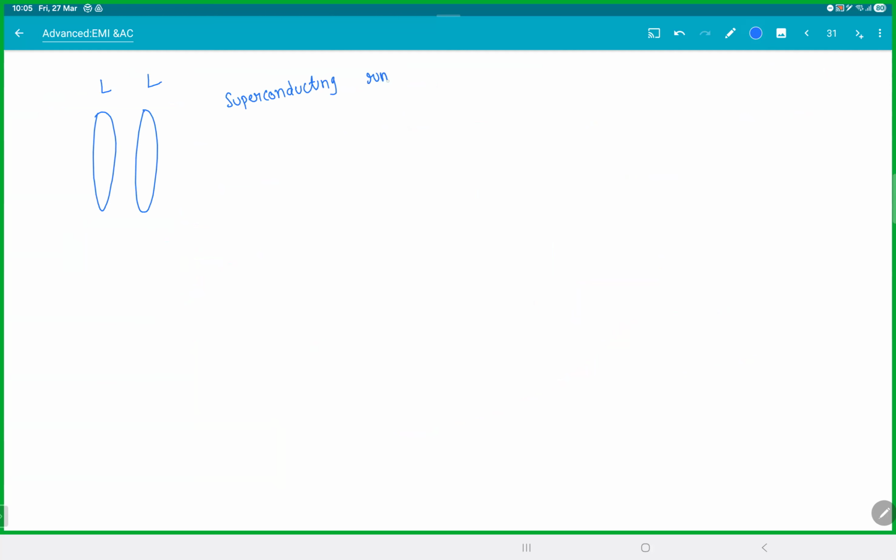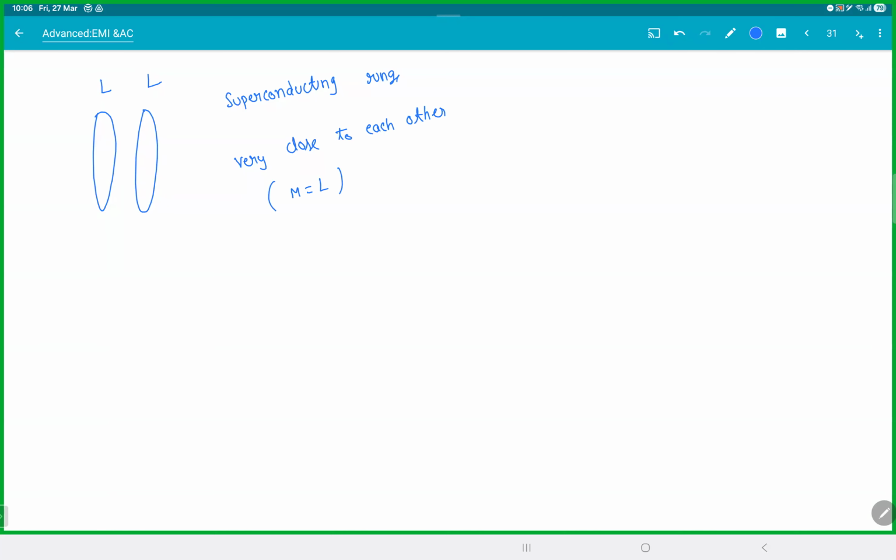These are superconducting rings. They're very close to each other. So what is the meaning of that? If they're very close to each other, that means all the flux coming from one ring will pass through the other one. So indirectly it's telling you M is equal to L. That is the meaning of it.